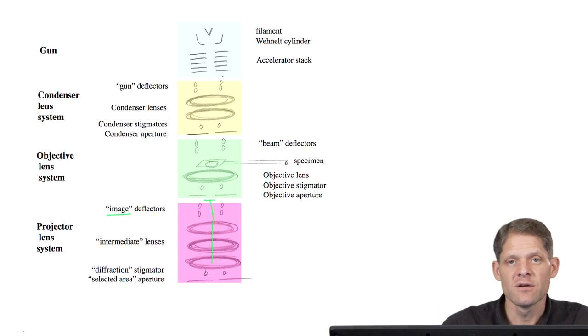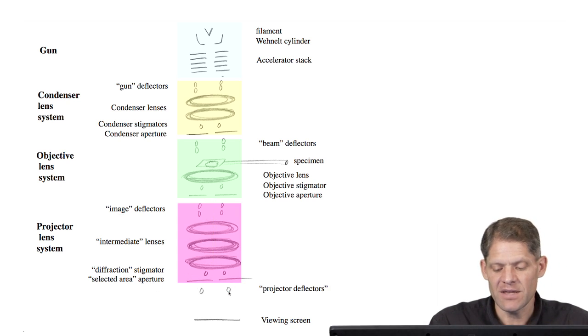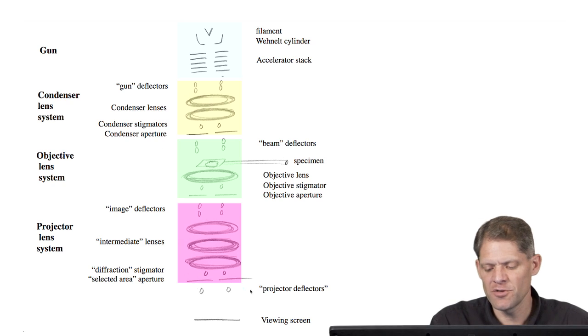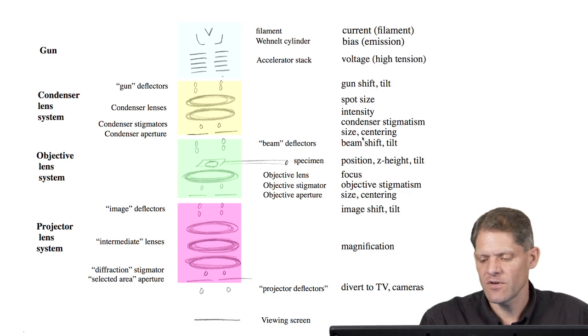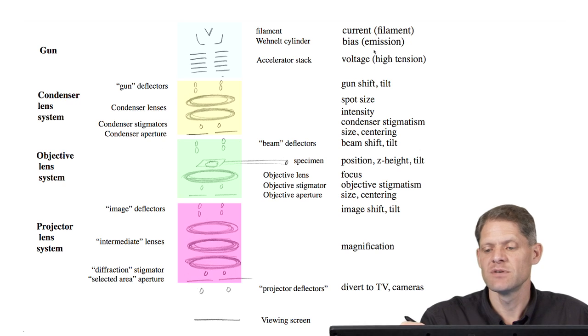The stigmator, for reasons that we won't cover, is called the diffraction stigmator, and the aperture here is called the selected area aperture. Finally, the last set of deflectors are called projector deflectors, and they deflect the image onto whichever detector you're using at the time, for instance, a viewing screen. These are the names of the knobs and the currents that you can control.